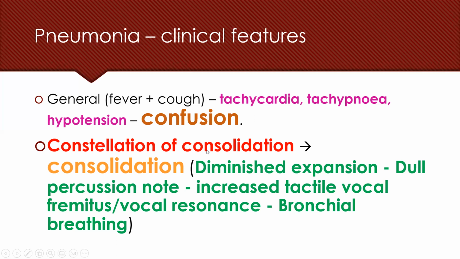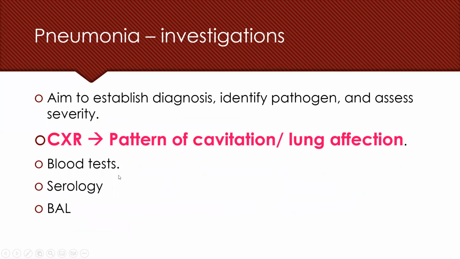Constellation of consolidation: this term refers to a certain group of clinical signs that, if I find them present in one patient, I would conclude that this patient may have a consolidating lung disease. It includes diminished expansion of the chest, dull percussion note, increased tactile vocal resonance, and bronchial breathing. The presence of this constellation of clinical features indicates that this patient has a consolidating lung disease. So let's move now to the investigation of pneumonia.